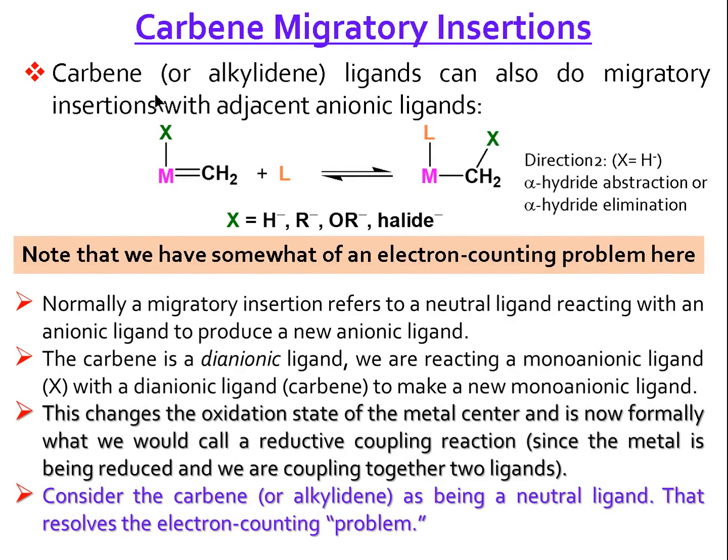Carbene migratory insertion. Carbene or alkylidene ligands can also do migratory insertion with adjacent anionic ligands. In this example, we have M double bond CH2, so M carbene or alkylidene, and we have M-X, and X is anionic. So X will attack on CH2 to open a vacant site, then the ligand L will occupy this vacant site and we have formation of M-CH2-X. If the X is hydrogen, then in direction 2, the reaction is alpha hydride elimination or alpha hydride abstraction.